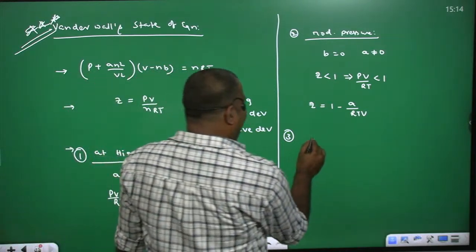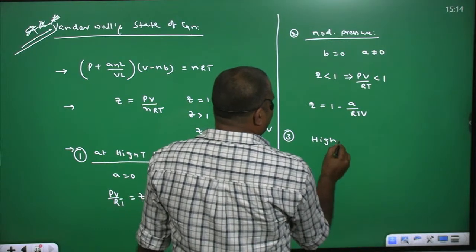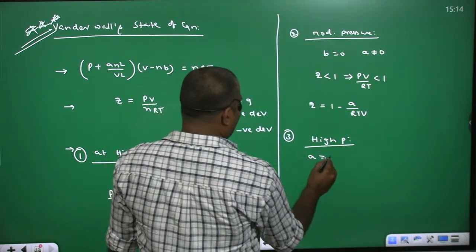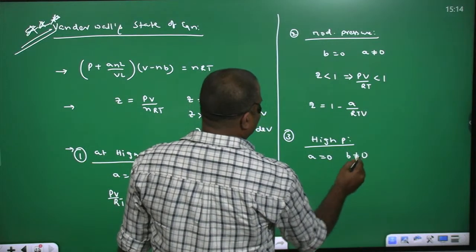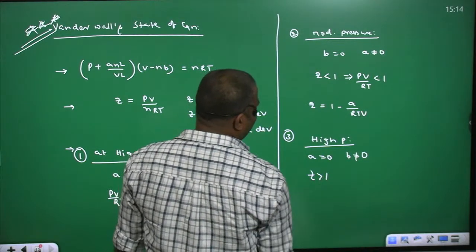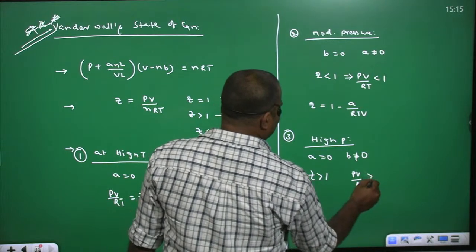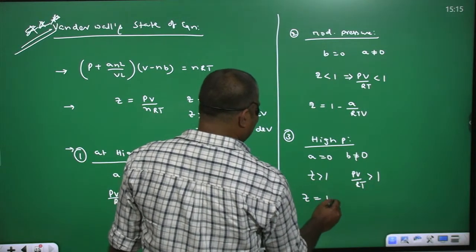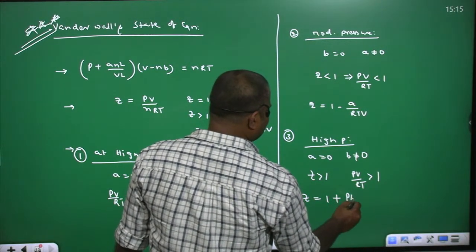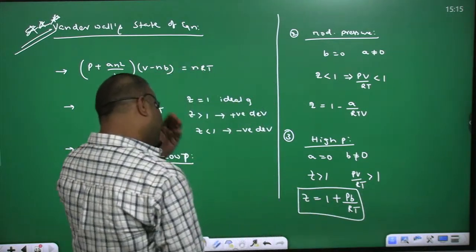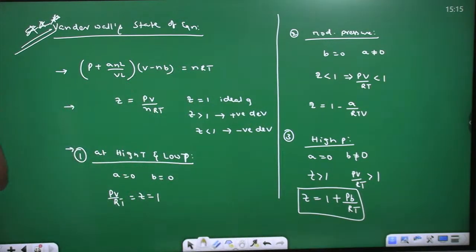While taking high pressure, under high pressure, A becomes 0, B is not equal to 0, and Z must be greater than 1. That means PV by RT must be greater than 1, so that you get Z equal to 1 plus PB by RT.